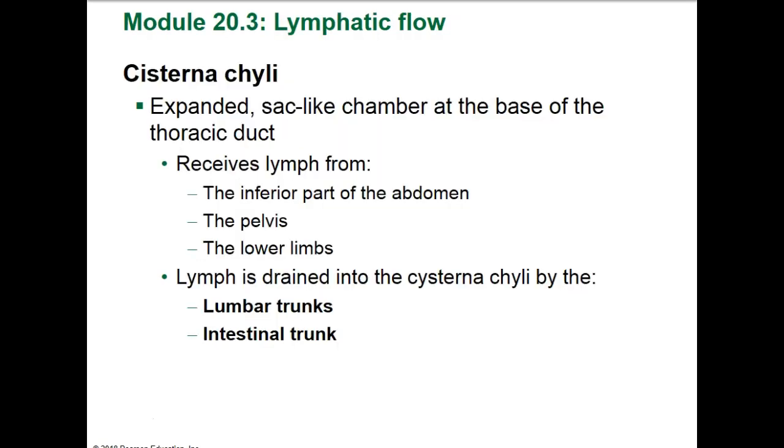Okay, at the base of the thoracic duct, we have these expanded sac-like chambers we call the cisterna chyli. They receive the lymph from the inferior part of the abdomen, the pelvis, the lower limbs. And then lymph is drained into the cisterna chyli through the lumbar trunks and the intestinal trunks.